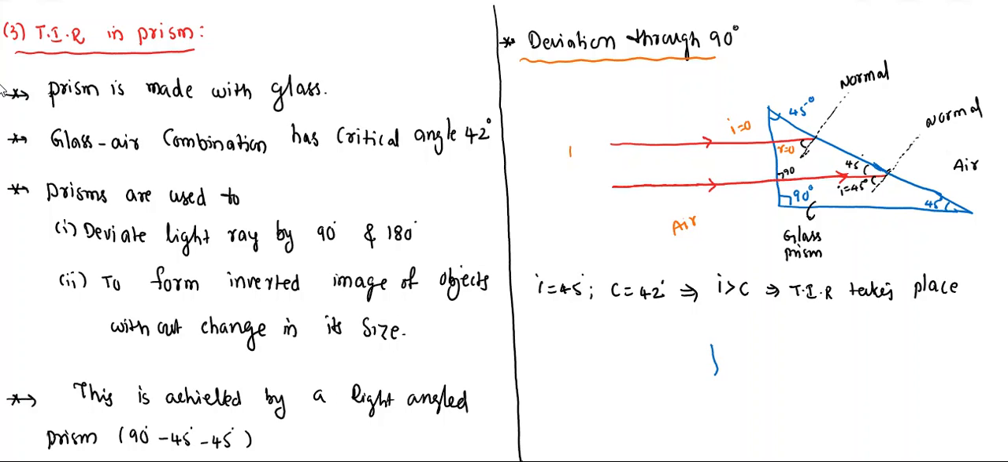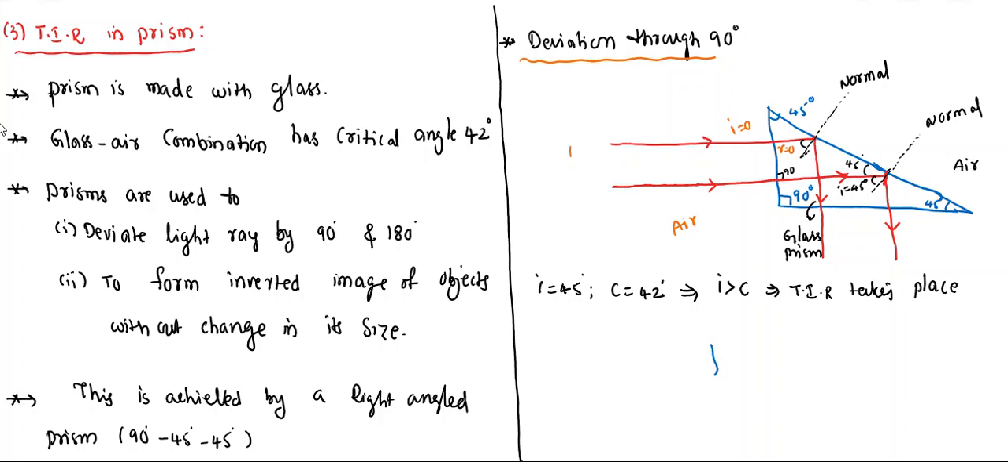When total internal reflection takes place, how will the light ray travel? The light ray will be reflected like this. Then the light ray will go straight in a downward direction like this. After the reflection it will go 90 degrees, right? Then that means how much deviation has occurred?